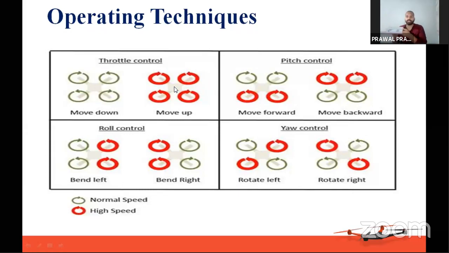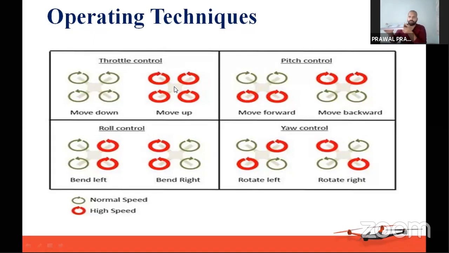Now talking about the pitch. If you remember, pitch was responsible for making your drone go forward and backward. If I want to come in your direction, my back two motors will run fast and the front two motors will run normal. So the drone will bend like this and then it will come forward. If I want to go back, my front two motors will run fast and the back two motors will run slow. So my drone will become like this and it will go back. That's how it is going forward and backward.